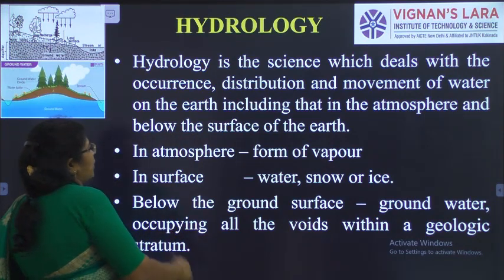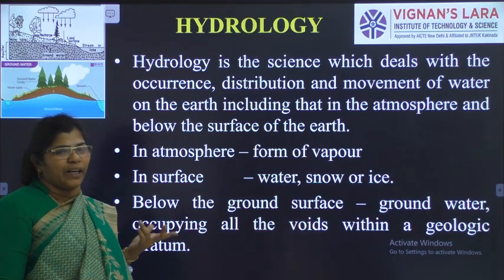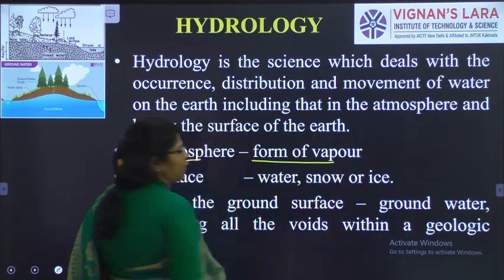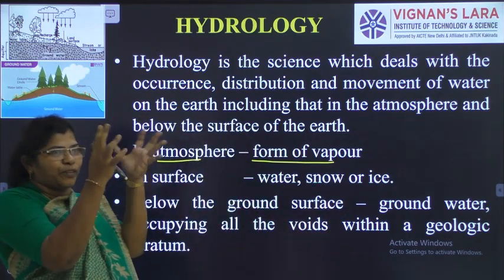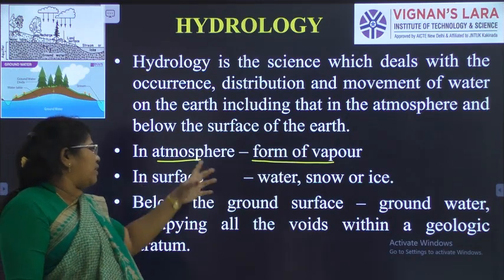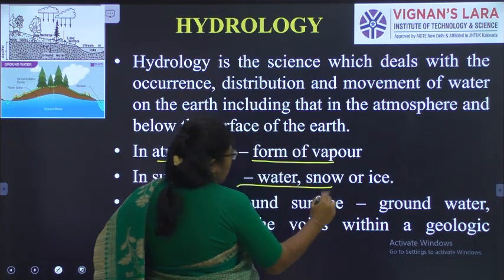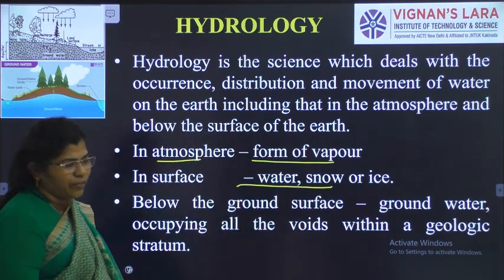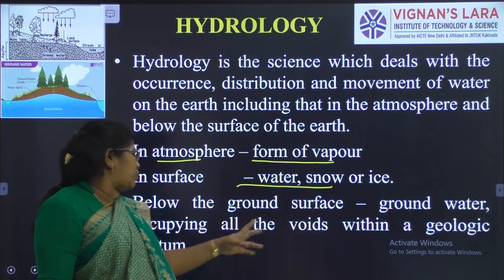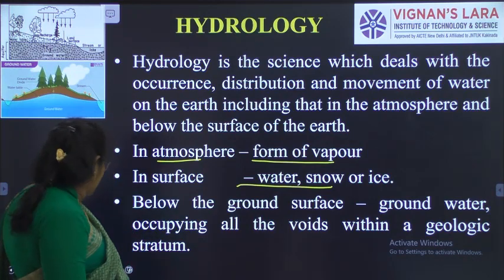So, in what forms is water available? In the atmosphere, the water is available in the form of vapor. Sometimes we feel chilliness, that is the moisture content. Sometimes we feel dry. That is all in the atmosphere. The second one is on the surface, where it is found in the form of water, snow or ice. Below the ground surface, groundwater occupies all the voids within a geological stratum.